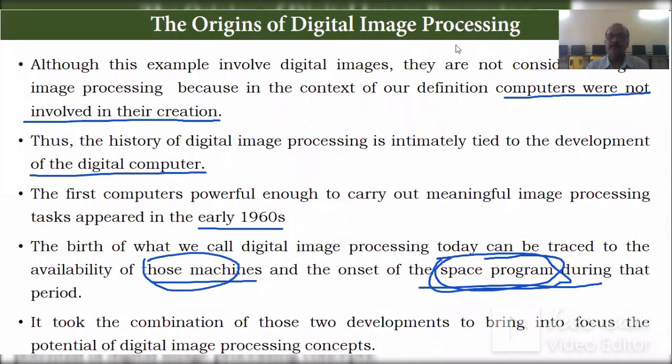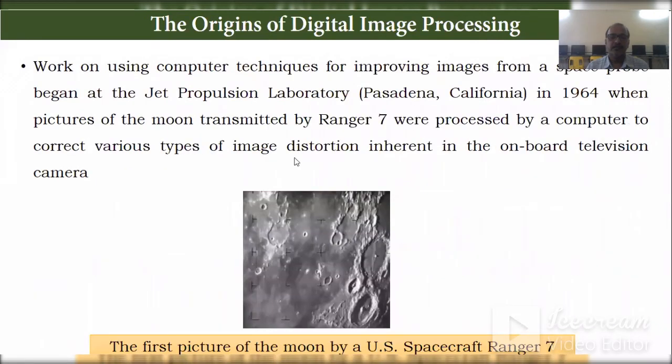Now see, so when we were working on computer techniques to improve the images for the space probe, which was sent by the Jet Propulsion Laboratory in California in 1964, the pictures of the moon were transmitted by Ranger 7. So Ranger 7 is one of the satellites which could take a photo of the moon and send it to the Earth. Okay, and this is our first photo seen from Ranger 7.